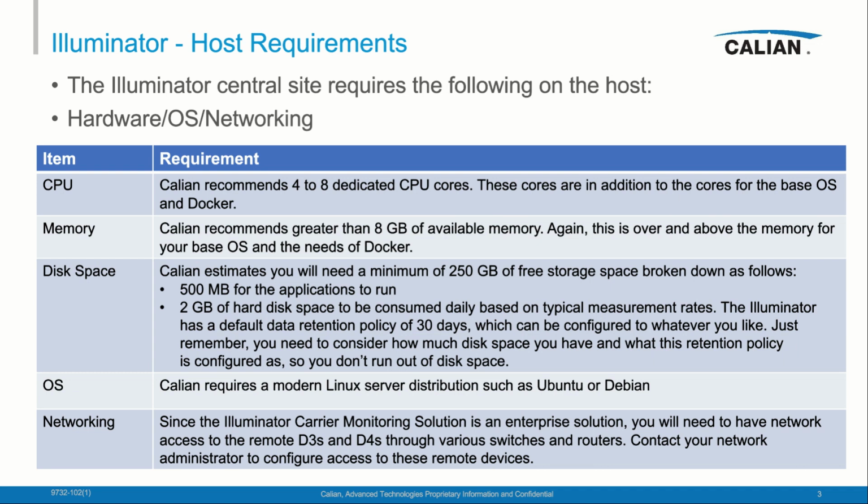Memory, Calian recommends 8 gigabytes of available memory. This is again over and above the memory for your base OS and needs for Docker.